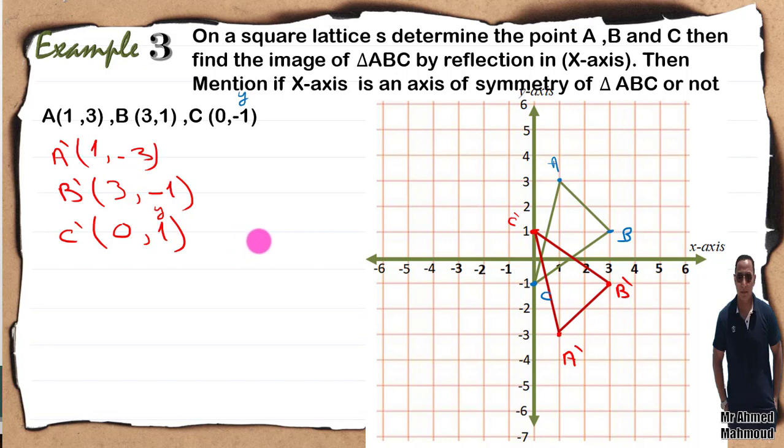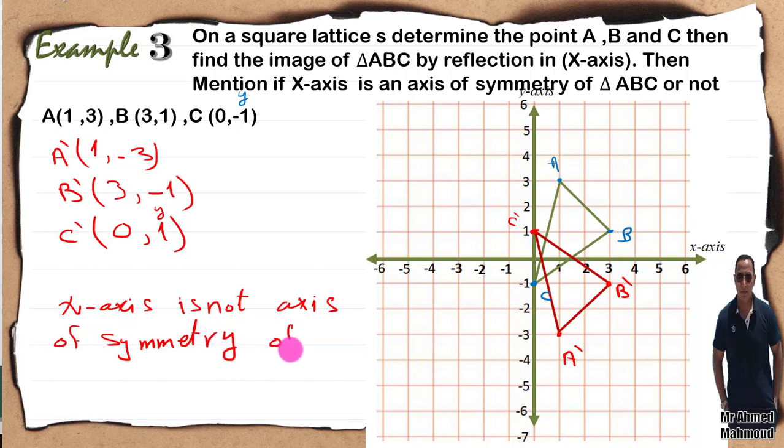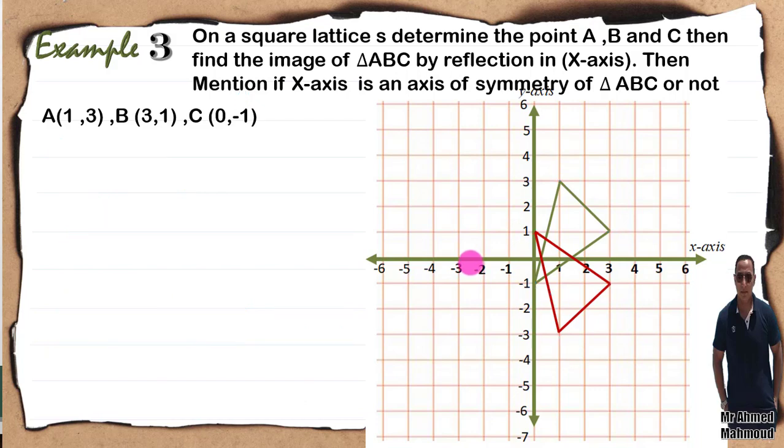Now the x-axis here is the axis of symmetry for the two figures, but here he asked me to find, then mention if the x-axis is an axis of symmetry of triangle ABC. No, the x-axis is not an axis of symmetry of triangle ABC. Again, here for triangle ABC, the x-axis is not the axis of symmetry of triangle ABC. It's very clear. Okay, now another one.